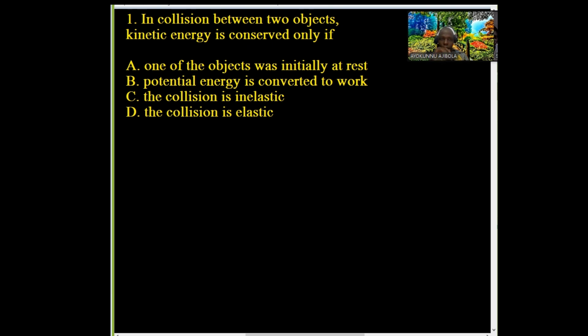In collision between two objects, kinetic energy is conserved only if: A. One of the objects was initially at rest. B. Potential energy is converted to work. C. The collision is inelastic. D. The collision is elastic.